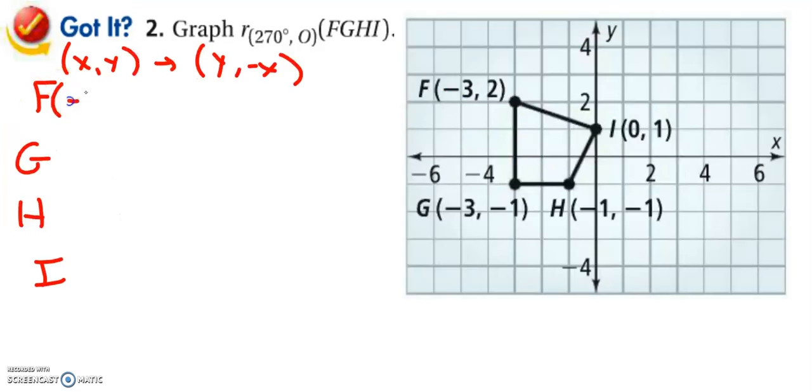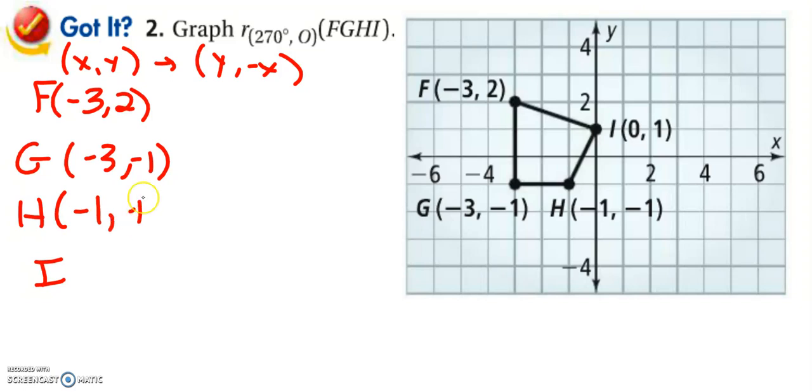So F is at (negative 3, 2). G is at (negative 3, negative 1). It was nice for them to label the points there. H is (negative 1, negative 1). And I is (0, 1). Now I'm going to change these points. What I usually do is switch the points first and then change the sign.